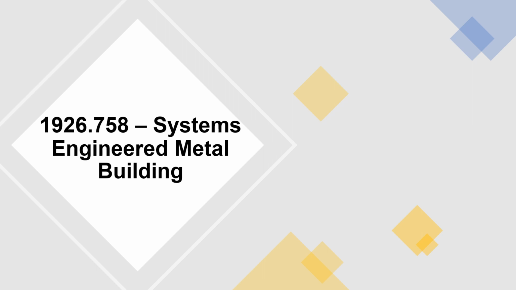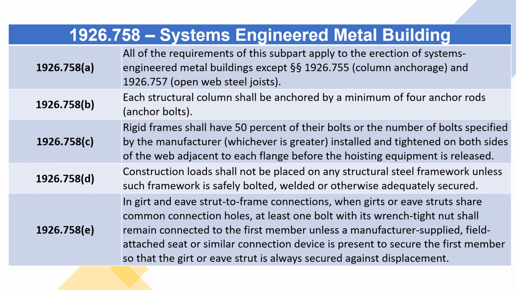1926.758 Systems-engineered metal buildings. 1926.758 A. All of the requirements of this subpart apply to the erection of systems-engineered metal buildings except sections 1926.755, column anchorage, and 1926.757, open web steel joists.